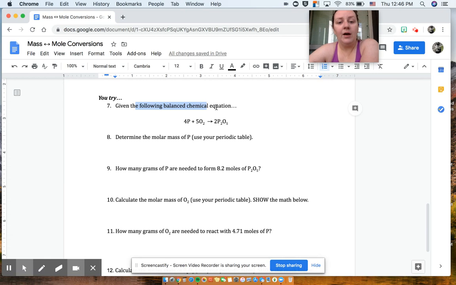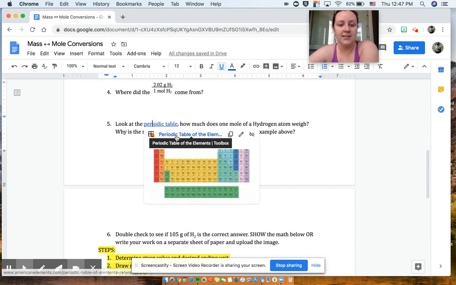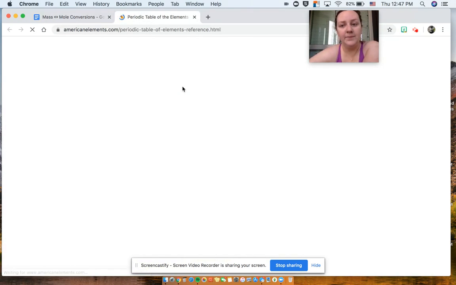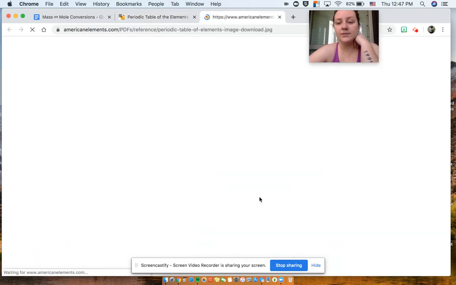So we're given a balanced chemical equation. We have 4 moles of phosphorus, P, combining with 5 moles of O2, oxygen gas, and that's producing 2 moles of P2O5, phosphorus oxide. The first thing that we need to do is determine the molar mass of P, and it just says use your periodic table. So I'm going to open up my periodic table, which is linked in number 5, and figure out what my molar mass for phosphorus is.